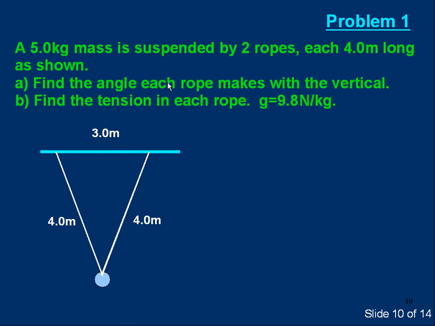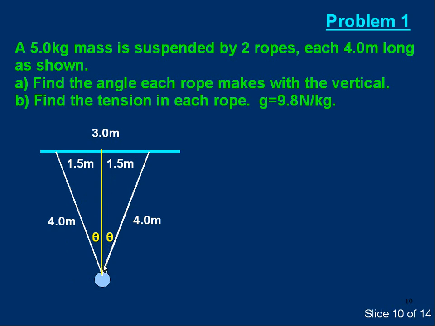So let's do that first. Pause the video and try answering part A for yourself. Pause now. And let's go through it. Well, let's draw the vertical in, it makes it easier. That vertical splits that 3 meter distance into 1.5 and 1.5 meters. And we want to know the angle the rope makes with the vertical. Call the angle theta. It's the same angle on either side because we've got an isosceles triangle. It's symmetrical about the vertical axis.